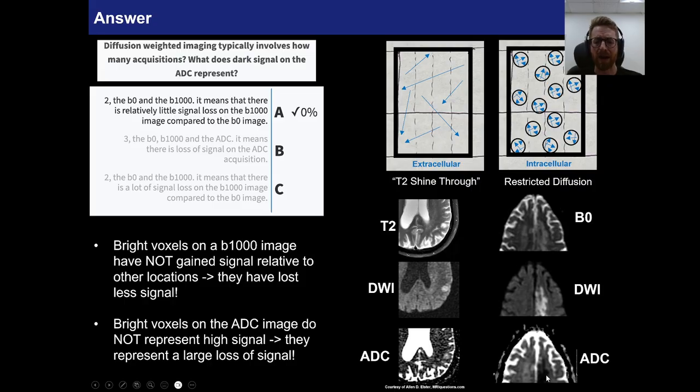Another point, the bright voxels on the ADC image don't represent high signal. What that actually represents is a large loss of signal. So again, a simpler way to think about it is that white signal on an ADC represents free diffusion and dark signal represents restricted diffusion. But anyways, it's counterintuitive, at least it was to me initially, that white signal represented a large loss of signal, because that's not typically what that means on other sequences. Usually white on another sequence means there's a lot of signal. So it's actually the opposite in ADC. It means there's a large loss of signal from B0 to B1000.